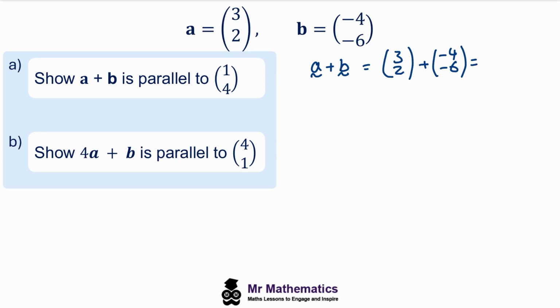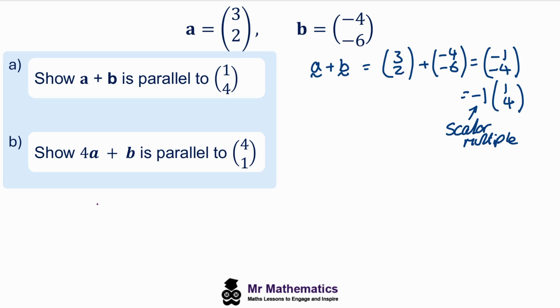We'll add the horizontal components together. 3 minus 4 is -1. And then we'll add the vertical components, 2 plus negative 6, which is negative 4. And now we can factor out a negative 1, and we'll get 1, 4. So this negative 1, this is the scalar multiple, which means a plus b must be parallel to 1, 4. Do you want to give question B a go? You can pause the video and come back when you're ready.